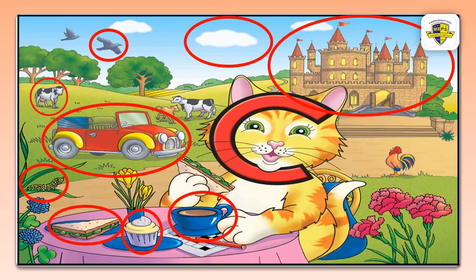Yes, he's in the park. And behind him, look at the picture behind him. What is it? Castle. There's a castle. And he's got a cup. He's drinking tea from a cup. He's eating a cupcake and a sandwich with cucumber. And behind there's his red car. And there is a cow. And in the sky, there is a cloud. And what color is the cloud? It's white. And there is a crow and a caterpillar. Very good.